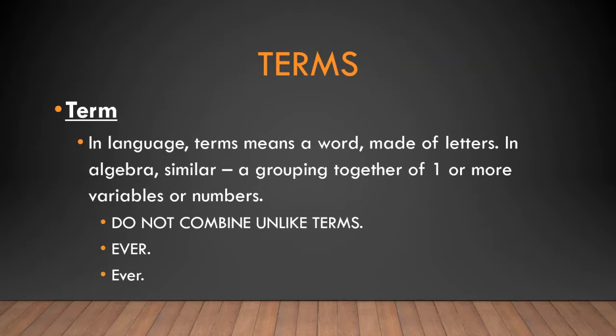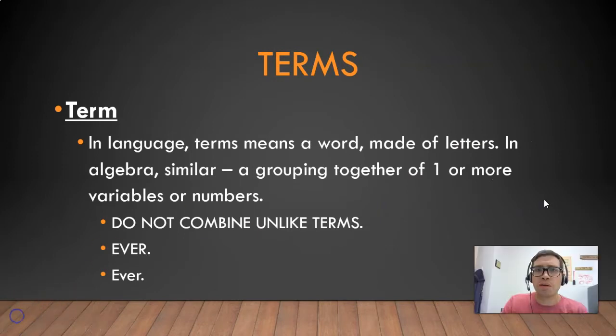The next term is the word term. So sometimes if we just think about these terms long enough, they kind of make sense. In language, if you're in English, a term is just a word, and it's made up of letters. That's pretty obvious. So if that's what it means in language, in algebra it's pretty similar. A term is a grouping together of one or more variables or numbers. So terms could be a number, could be a variable, or more than one variable. That's a term when they're grouped together.